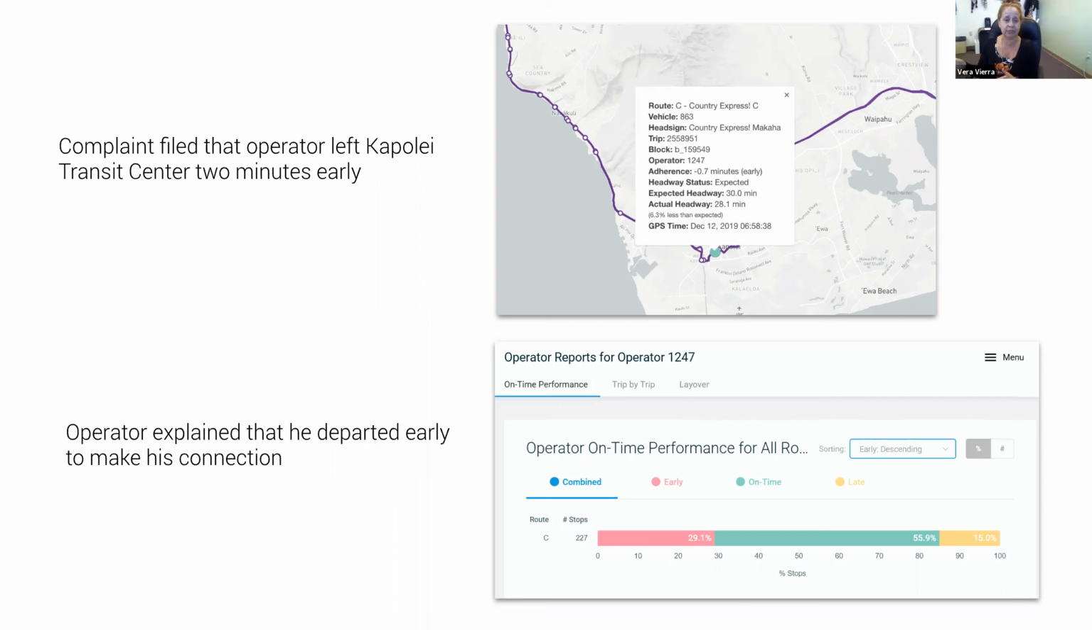With a couple of those operators, I took the information, did a little more research, and then contacted our scheduling department. In the example we have here, this was generated by what we call a customer service report. Basically, the complaint was that the operator was leaving a particular transit center early. So let me give you a little more detail about the route involved and why he felt he needed to leave before his scheduled time.